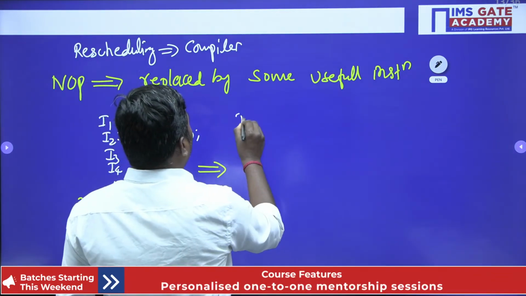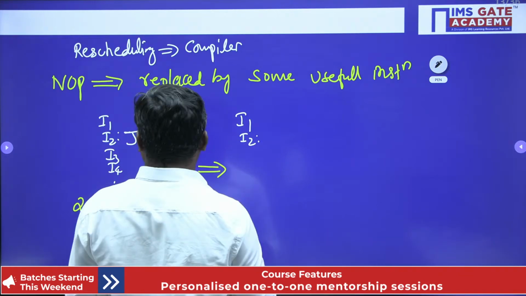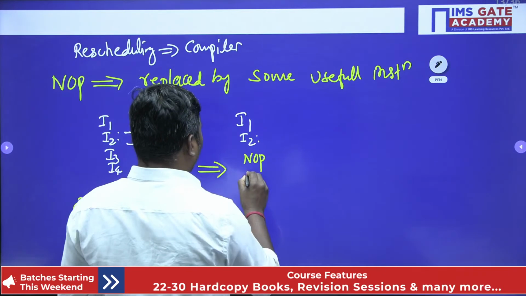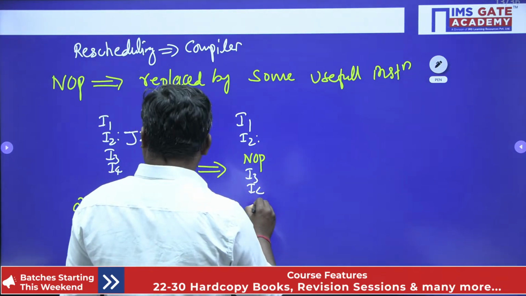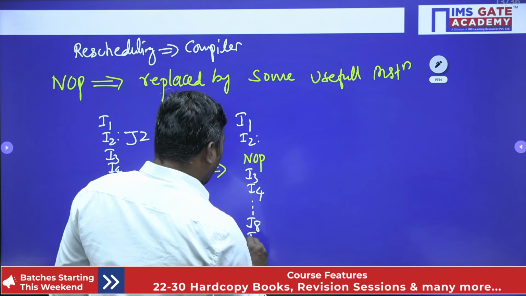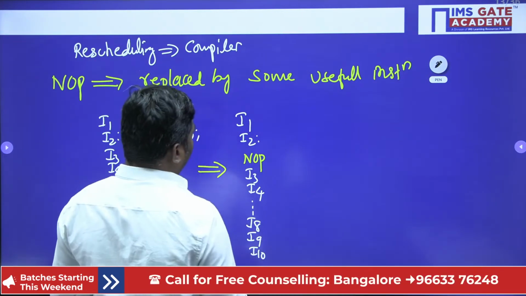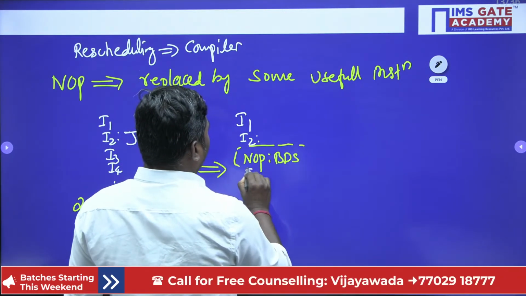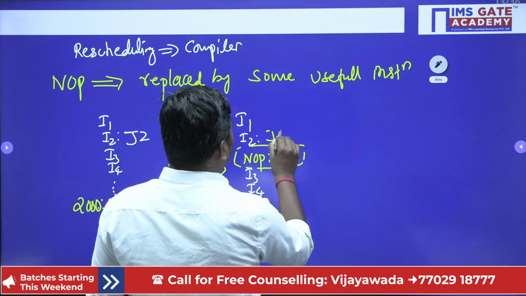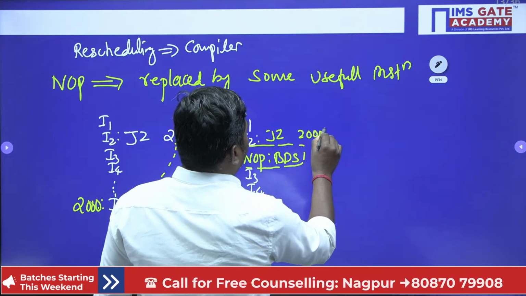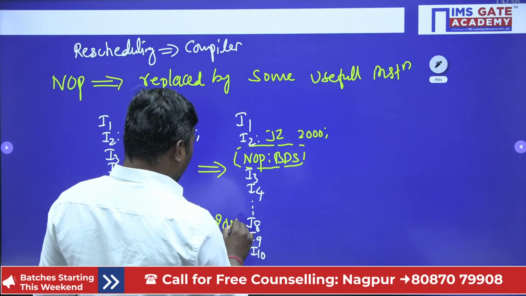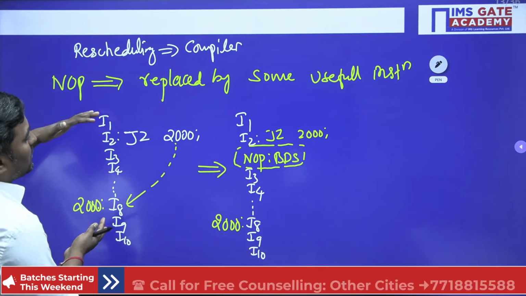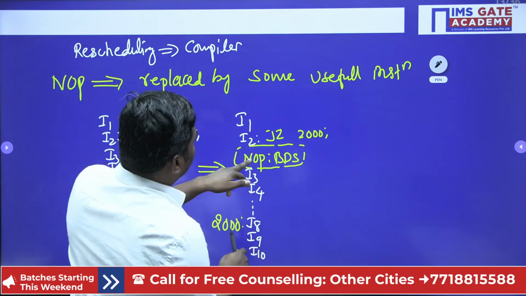This we modified. I1, I2, followed by a nope operation that was there. Nope operation followed by I3, I4, then I8, I9, I10, right? Yes or no? So this is what? Branch delay slot. This is jump Z 2000, an instruction. This is the 2000 instruction. One clock will be wasted. That headache is minimized by keeping a nope operation.